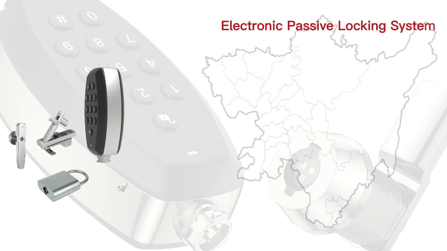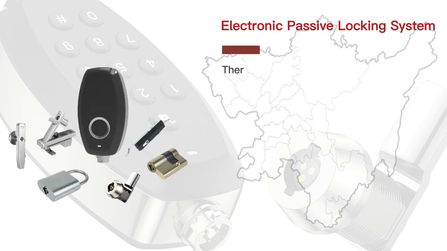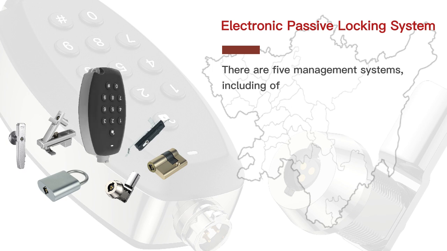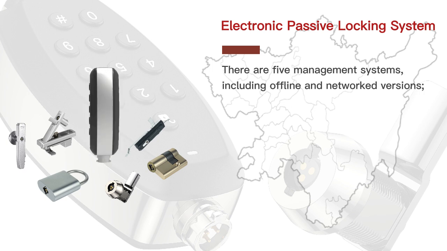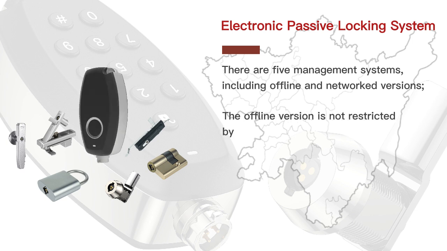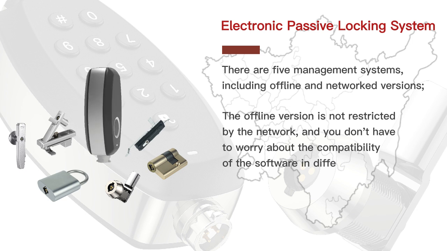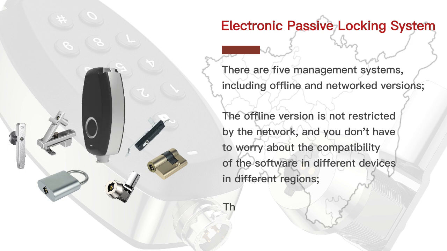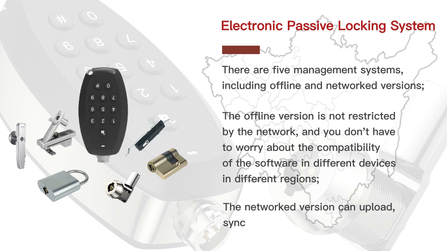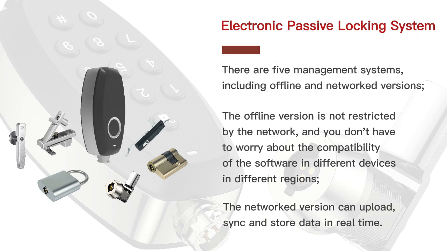Electronic passive management locking system. There are 5 management systems, including offline and networked versions. The offline version is not restricted by the network, and you don't have to worry about the compatibility of the software in different devices in different regions. The networked version can upload, sync and store data in real time.